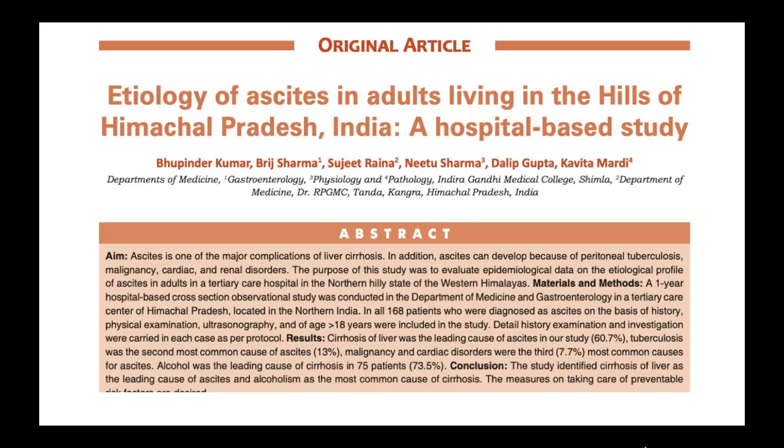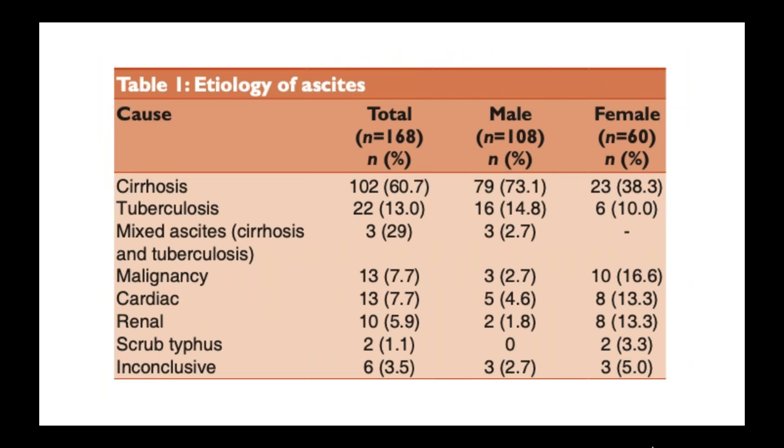Then there was this study from Himachal Pradesh. These are all Indians, so this is the Indian perspective which I am giving you. Here again, cirrhosis was the leader. Second was tuberculosis. If you remember, cirrhosis and tuberculosis, one is a systemic cause, one is a local cause, and then probably malignancy. These three will cover most of your cases of ascites that we see in India. As these three studies have told you, cirrhosis is the number one cause, tuberculosis is the number two cause, and then we can complete the list by adding malignancy. This probably covers almost 80 to 85% of your cases.